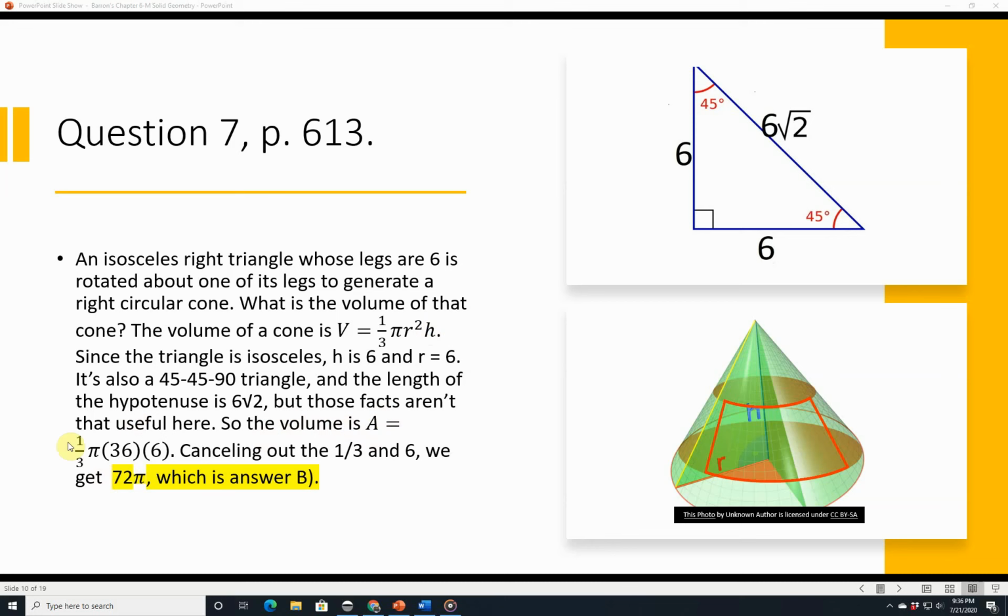So again, the volume is V equals 1/3 pi times 36 times 6. Boom, the 1/3 and the 6 cancel out, so you end up with a 2. So pi times 36 times 2 is 72 pi, which is answer B. All right.